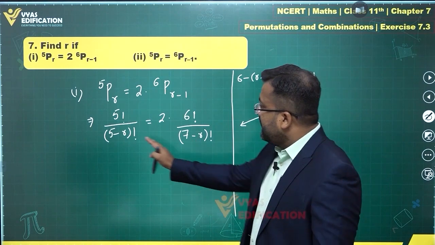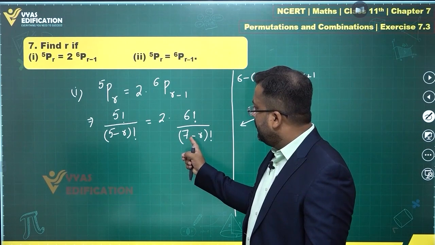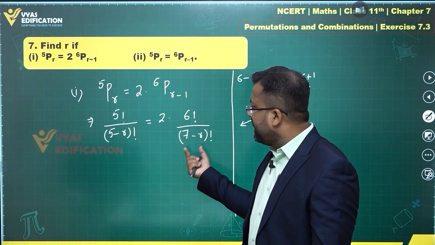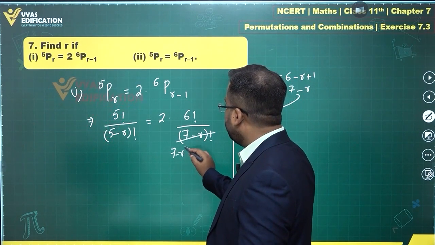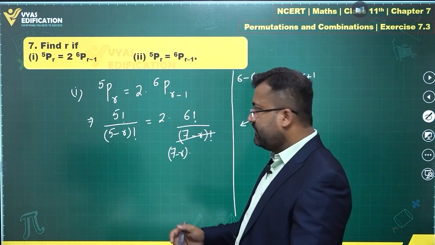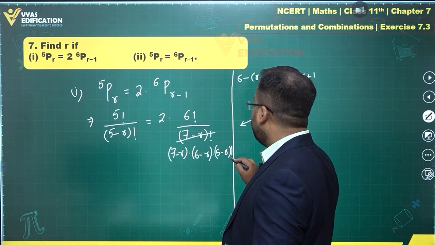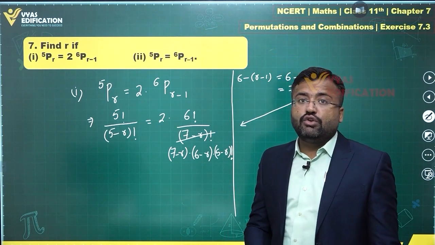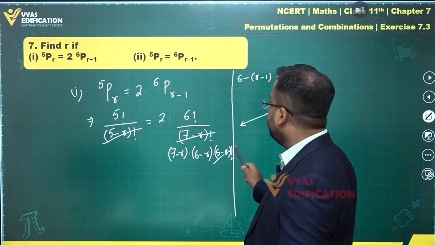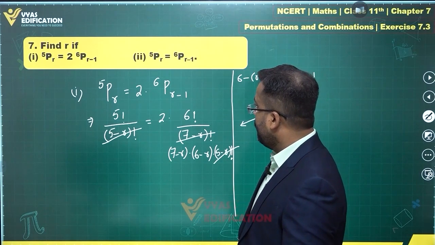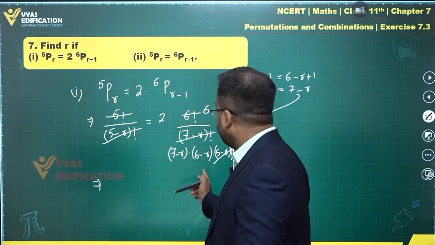Okay, so 7 minus R and 5 minus R, which do you think is the bigger number? 7 minus R seems bigger, right? This is a bigger number, this is a smaller number. So (7 minus R) factorial will have 7 minus R as one term, then 6 minus R, one smaller number, and then it will also have (5 minus R) factorial. N factorial is equal to N times (N minus 1) factorial. This (5 minus R) factorial in the denominator cancels with this. Similarly, 5 factorial and 6 factorial, this will be 6.